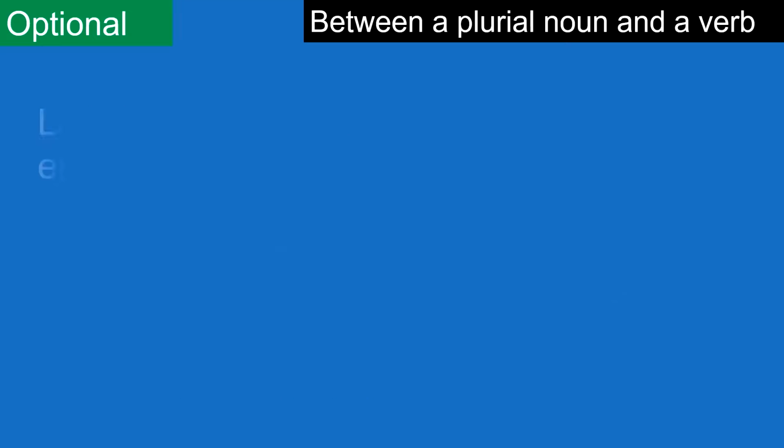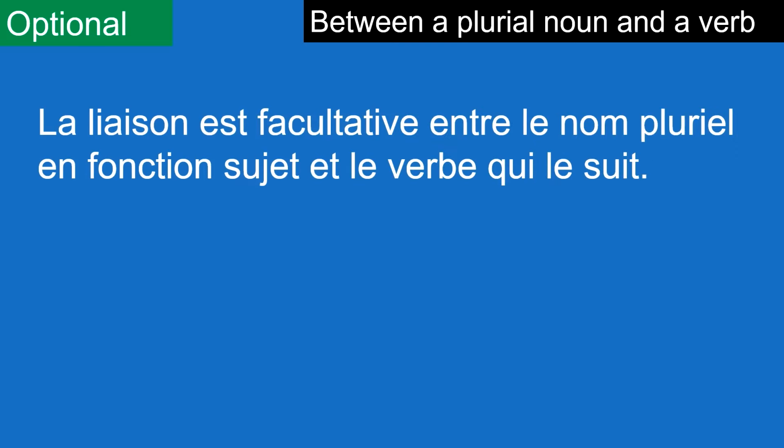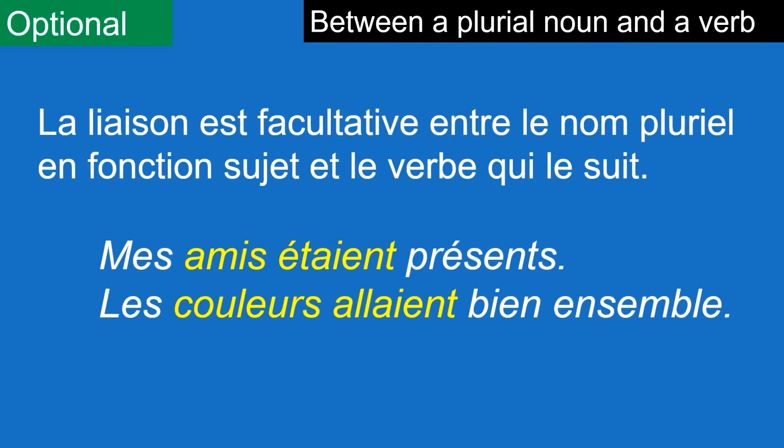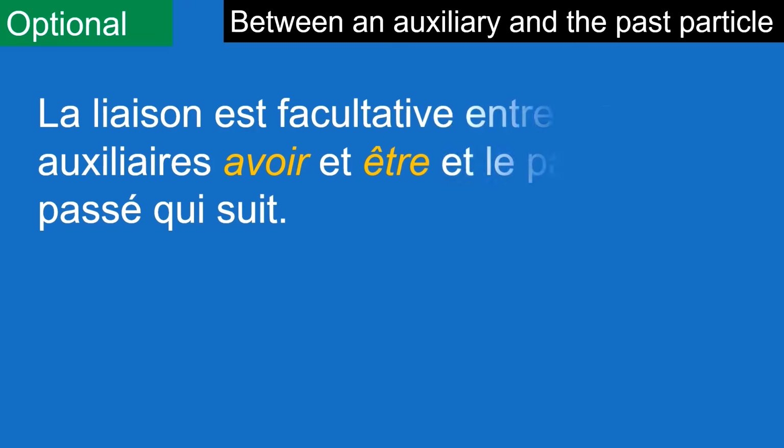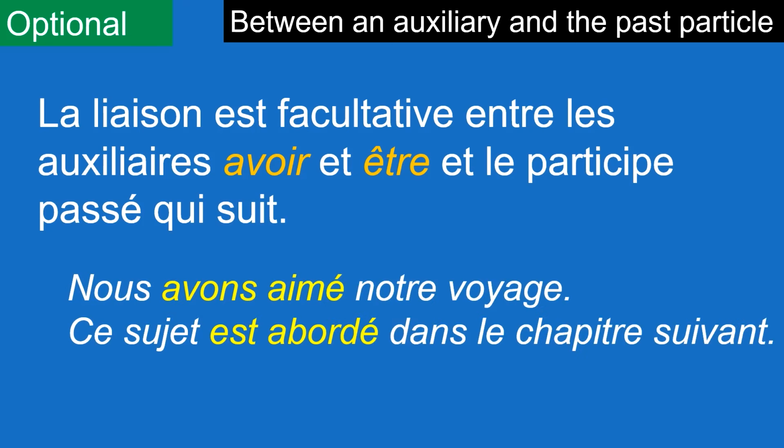You have the choice to do la liaison or not between a plural noun and the verb that follows the noun. Mes amis étaient présents. Mes amis étaient présents. Les couleurs allaient bien ensemble. You have the choice also between the auxiliary avoir or être and the past participle. For example, in the passé composé tense. Nous avons aimé notre voyage. Nous avons aimé notre voyage. Ce sujet est abordé dans le chapitre suivant. Ce sujet est abordé.